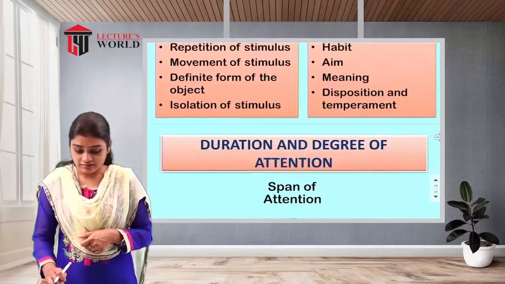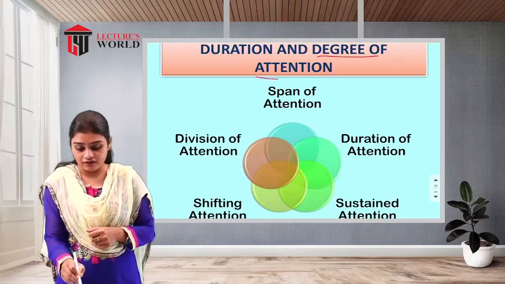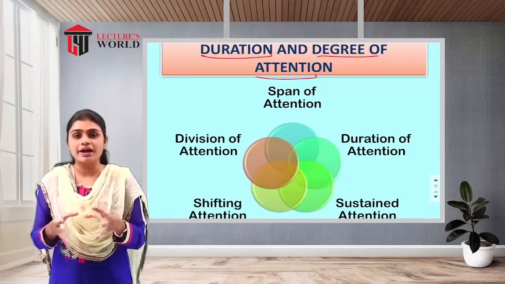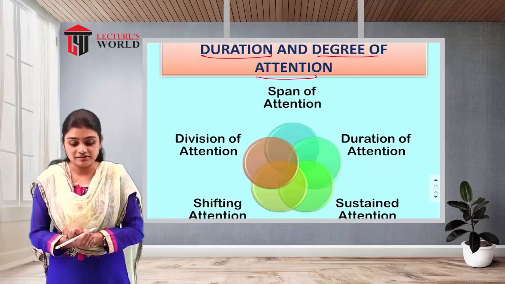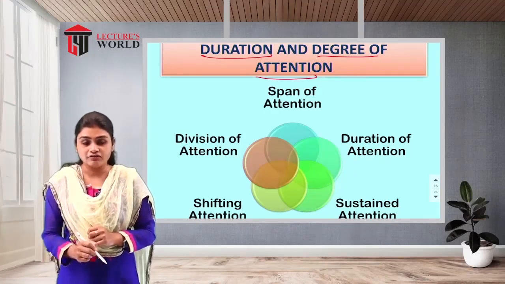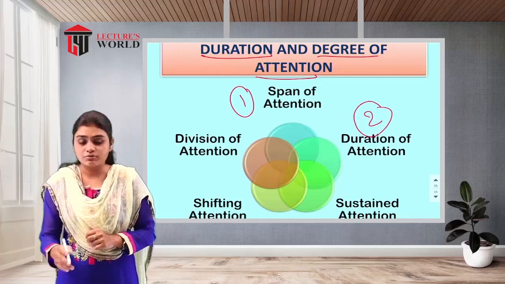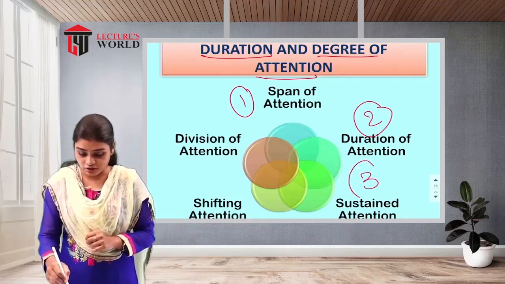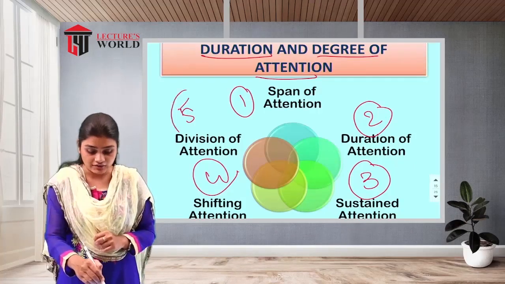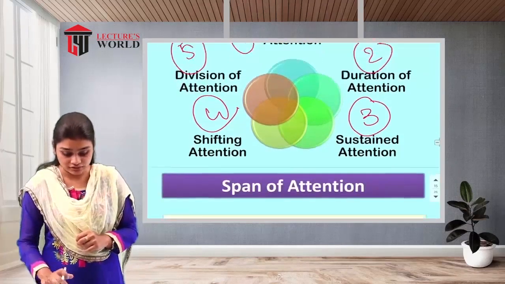After that, next we have the duration and degree of attention. Duration means the minimal period of time which is required to give attention to something. In that we have 5 types of degree of attention. The first one is span of attention. The second is duration of attention. The third is sustained attention. Then we have shifting attention, and division of attention. One by one we'll see all these degrees of attention.